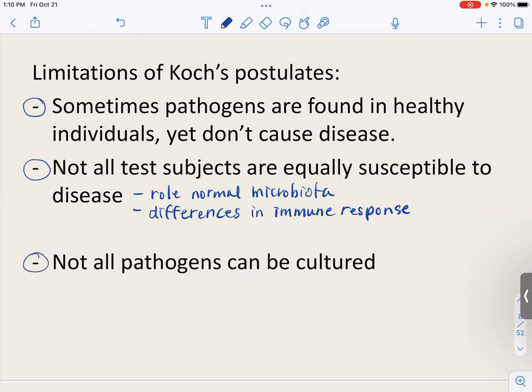And not all pathogens can be cultured. Viruses, we can't culture in the lab. There are even some bacteria that we haven't been able to culture. We may have to grow them in an animal, or we know they're there but we just haven't been able to culture them. We don't have the right media, maybe. So again, there are problems. It's not perfect, but it's a good step forward.